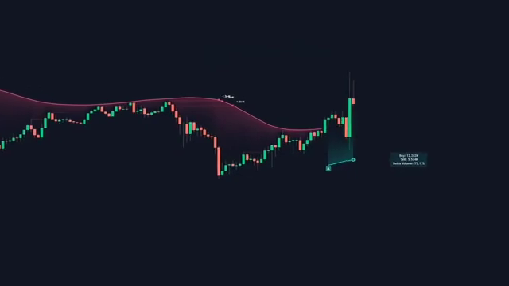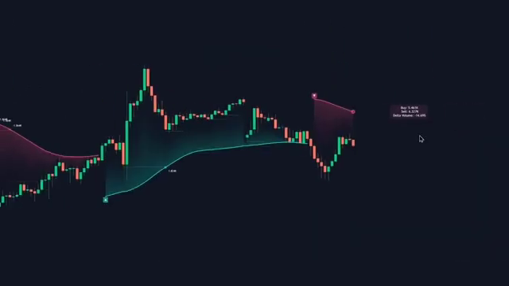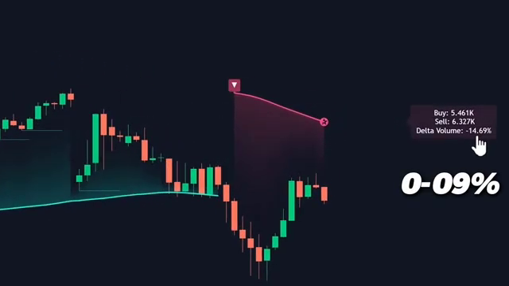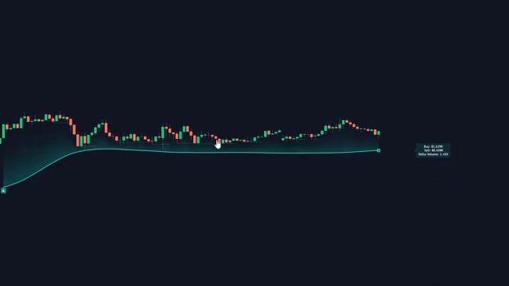You may be thinking, well, we're going to use both the trend cloud and the delta volume. Whenever the delta volume is less than 10% and close to 0%, it's a strong signal of a ranging market. Right here, we can clearly see that the market is ranging, but looking at the trend cloud, it's colored green, which would typically indicate a bullish trend.